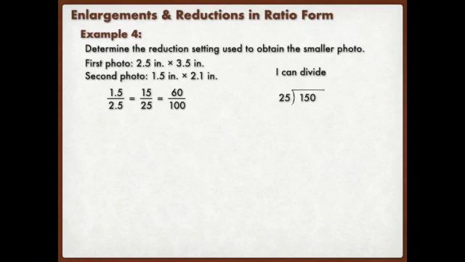So I have the smaller number on top, larger number on the bottom. Why did I do that? Because the question is asking to determine the reduction. I want to go smaller. So I move the decimal place over, and here I can actually just move it over 1.